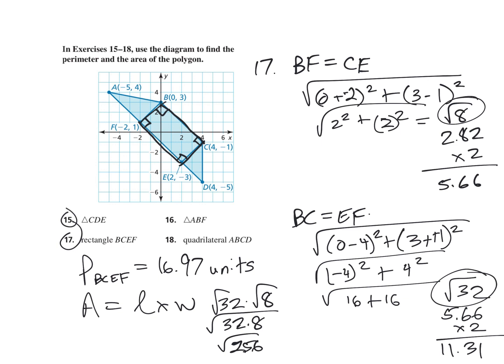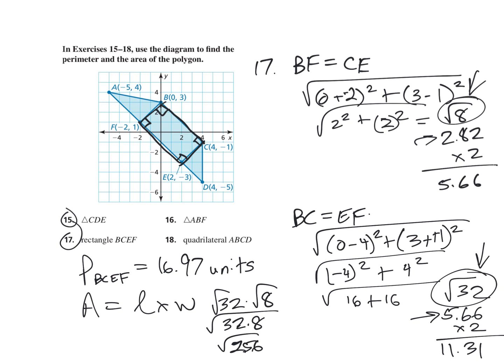And this is why you didn't want to use the rounded numbers, because if you use the actual numbers, this is an exact number. The square root of 8 and the square root of 32 are exact. Those decimals are rounded. So anytime you see the word exact, it means don't touch your calculator.